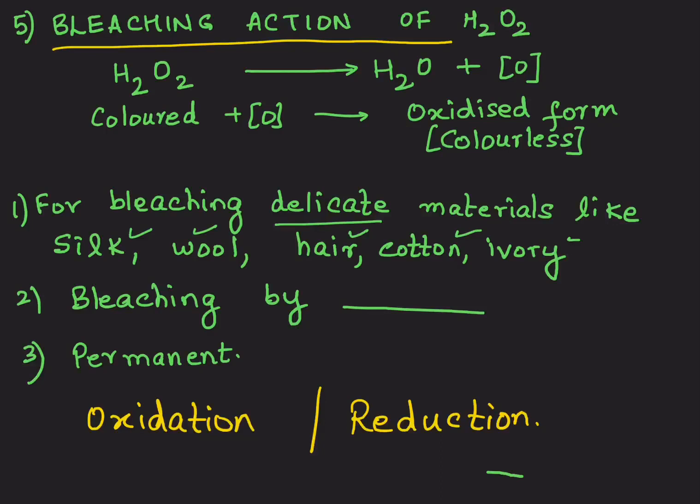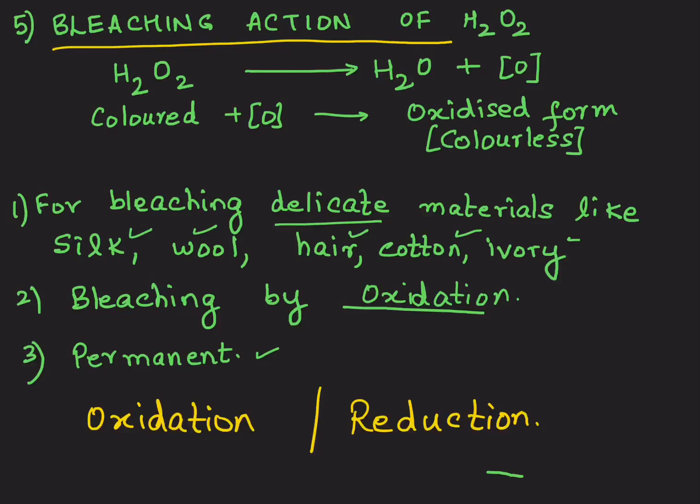So what should I fill in the blank over here? Bleaching is by, very correct, it is by oxidation. And since there are no reducing substances in the environment, the bleaching action is more lasting, it is more permanent. It doesn't happen that the substance regains its color easily when oxidized with hydrogen peroxide.